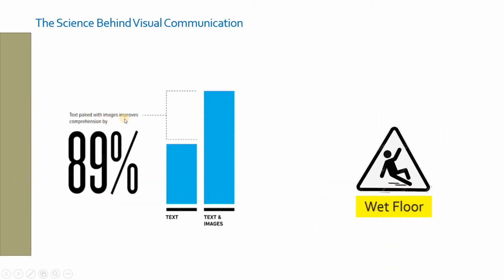So text paired with an image improves comprehension by 89%. If you put in the text, that is a limited thing. Wet floor. No one is going to read deeply what the text is here, but if you put in the picture, they can easily understand what kind of picture it is. So text with a picture is very effective. So use limited text and pictures in a PowerPoint presentation.